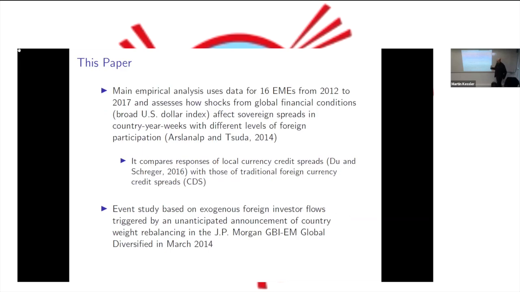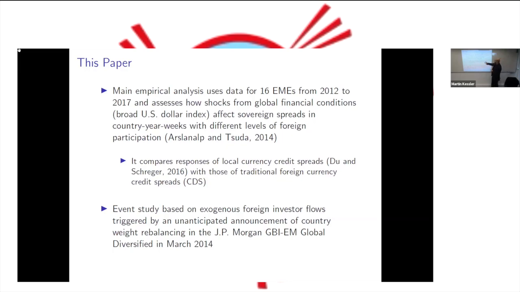I will establish these findings with two approaches, two empirical exercises. First, my main empirical analysis is going to be based on data for 60 emerging market economies. Those are the usual suspects: large emerging markets that have large local currency sovereign bond markets that foreign investors have access to.